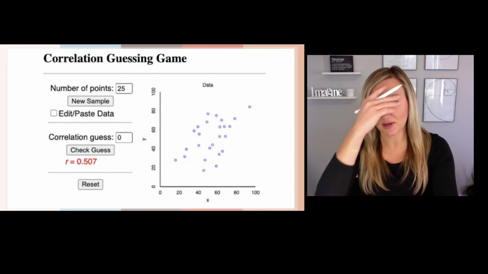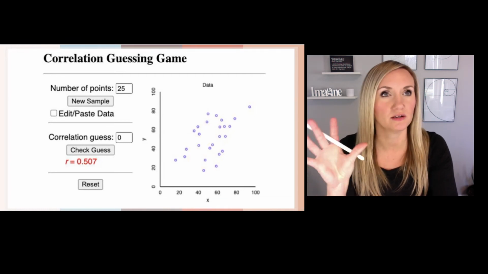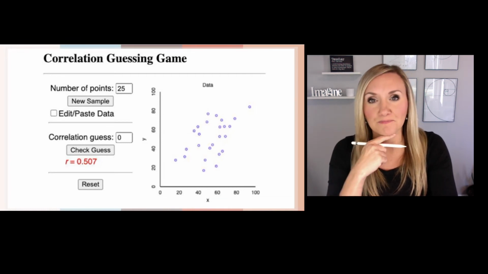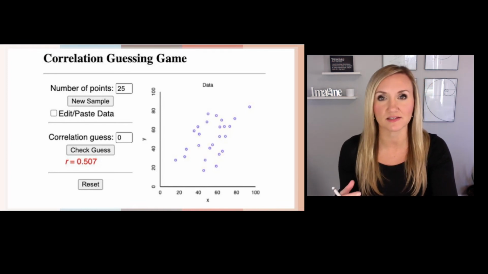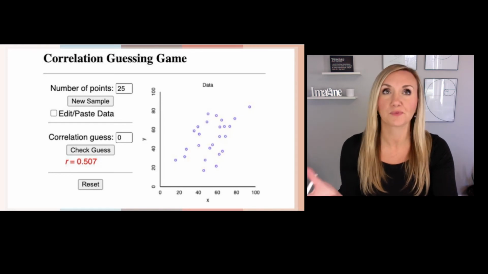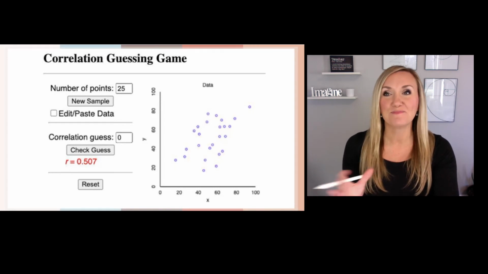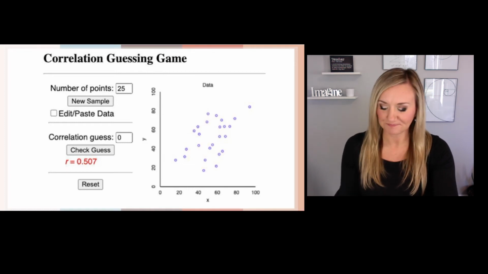All right, so don't worry, you're not going to be looking at a test question and giving me your best guess. It's just a good idea for you to practice so that when you're able to look at a scatter plot, you're able to determine, in a roundabout area, what the correlation would be.